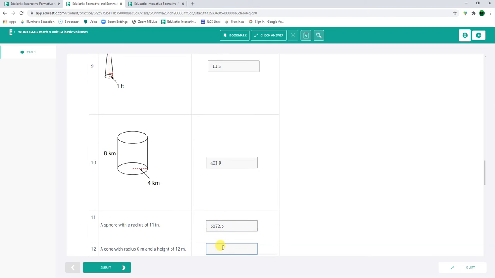A cone, this is number 12. A cone with a radius of 6 and a height of 12. A cone, so 3.14. Radius is 6. Height is 12. Divided by 3 because it's a cone. 452.2.